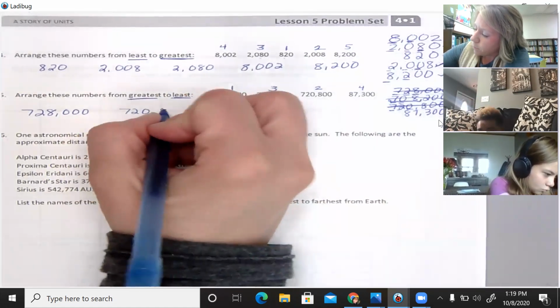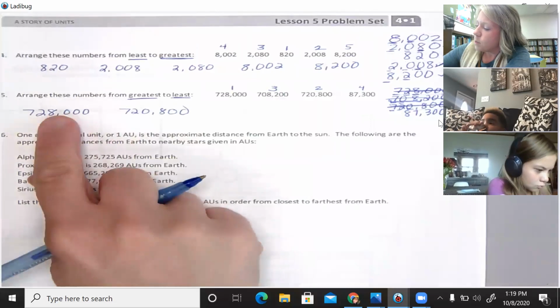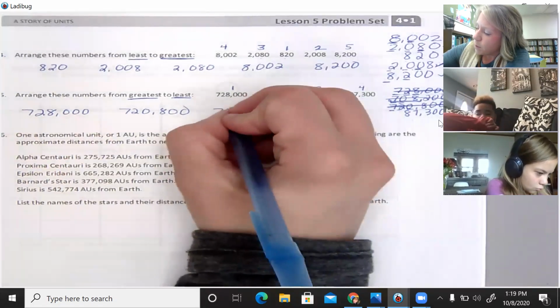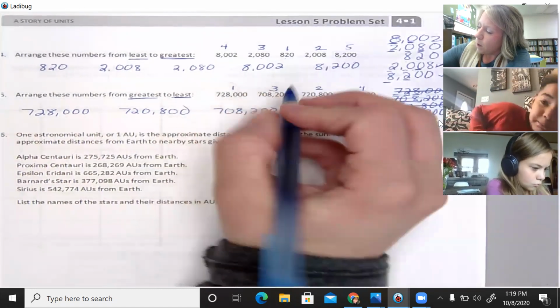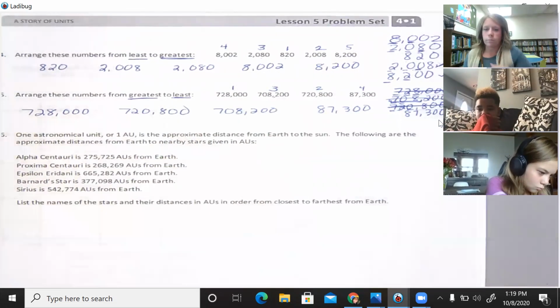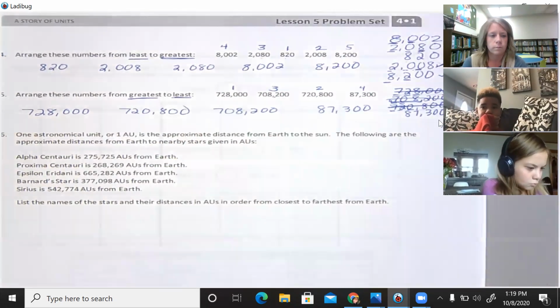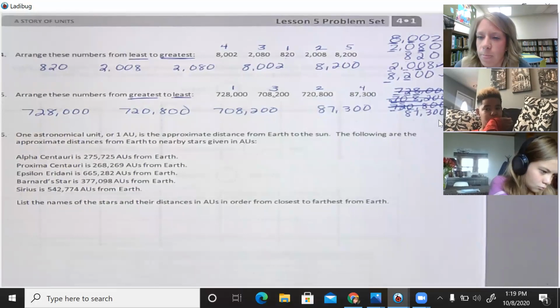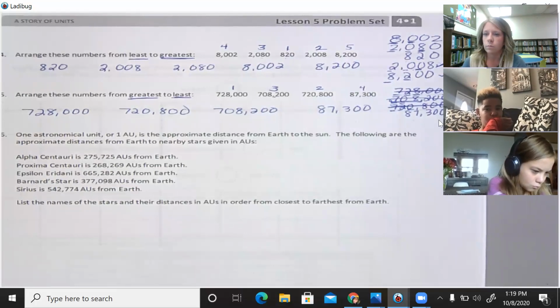So now for my answer, I'm just going to double check myself that this is bigger than this number. This number is going to be bigger than my number 3. And then this one is bigger than 87,300. Any questions about number 5? Putting those numbers in order.